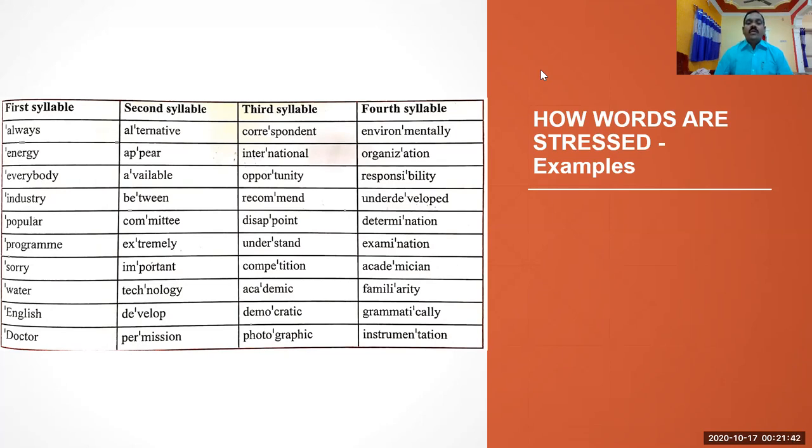Next, let us see polysyllabic words where the fourth syllable is the stressed syllable: environmentally, organization, responsibility, underdeveloped, determination, examination, academician, politician, familiarity, grammatically, instrumentation.